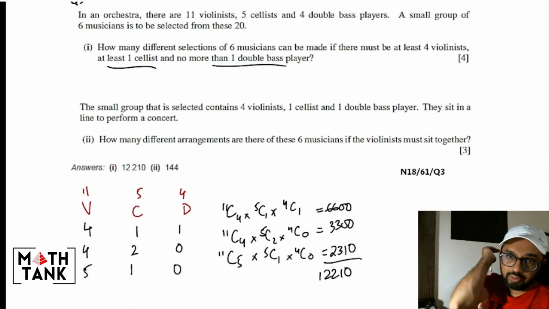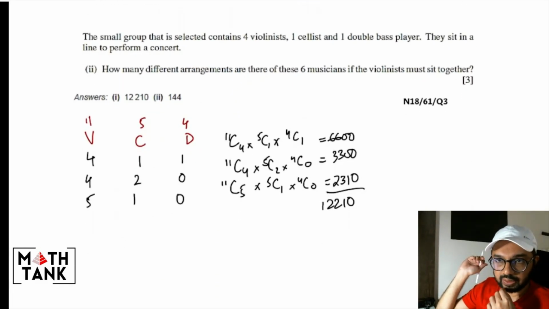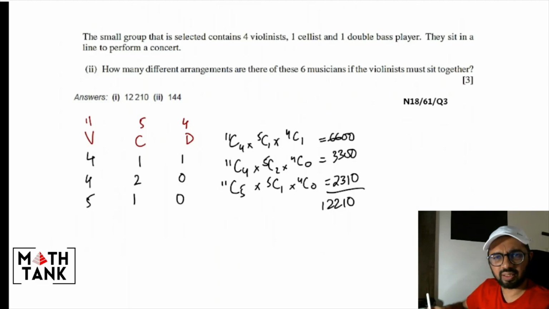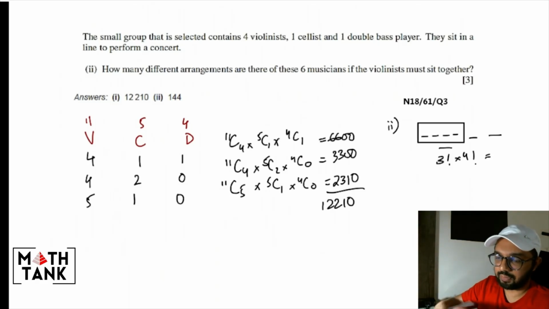Okay. Then it says a small group that is selected contains 4 violinists, 1 cellist, and 1 double bass player. They sit in a line to perform a concert. How many different arrangements are there of these musicians if the violinists sit together? I think that's a reasonably simple question. The violinists need to be in a box. 1, 2, 3, 4. Okay, that's 3 factorial into 4 factorial. That's 24 into 6. I think that should give you 144. So reasonably easy at the end.